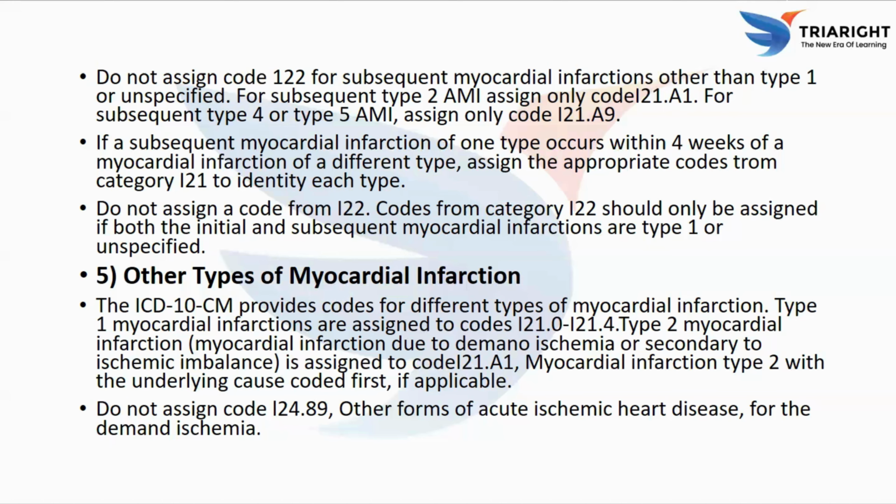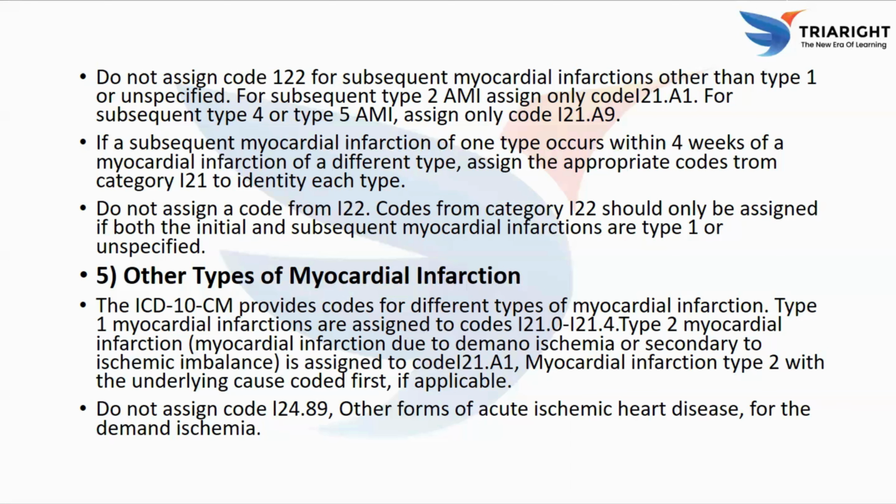What about different MI types within 4 weeks, such as types 1, 2, 3 or 4? How do you code in this situation? If a patient has a type 1 MI and then a type 2 MI within 4 weeks, or vice versa, you have to use the appropriate I21 codes for each type, but not I22. Category I22 is only for recurrent type 1 or unspecified MIs.